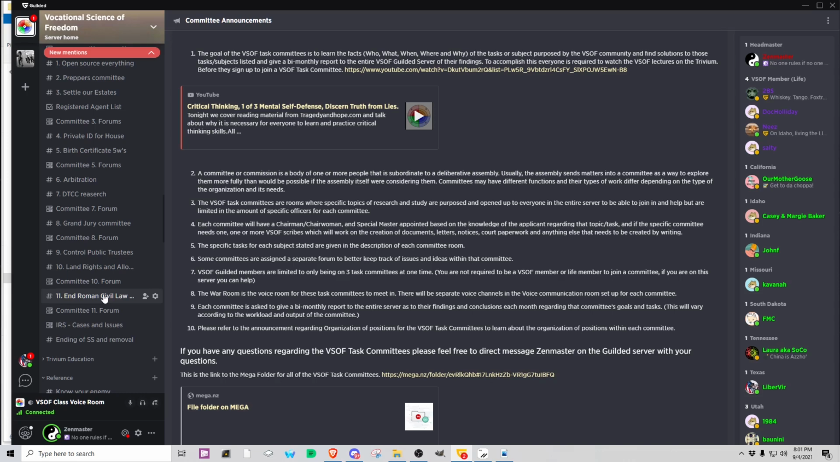All right, so to continue here with the organization part of it. The VSOF task committees are rooms where specific topics of research and study are proposed and open to everyone in the entire server to join in and help, but are limited in the number of specific officers for each committee. And I'll get to the officers in a second. Number 4, each committee will have a chairman or chairwoman and a special master appointed based on the applicant's knowledge regarding that topic task.